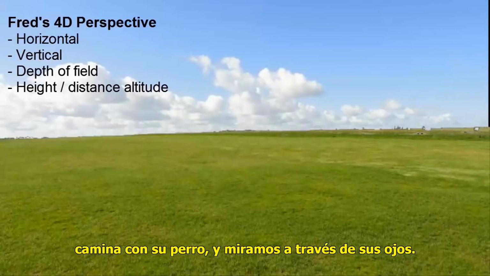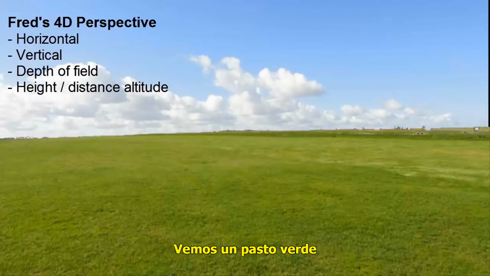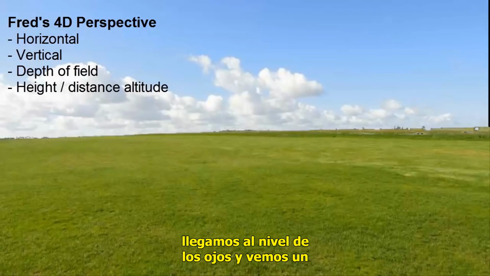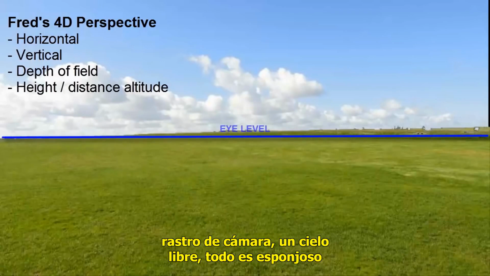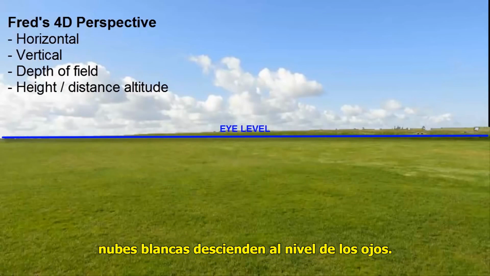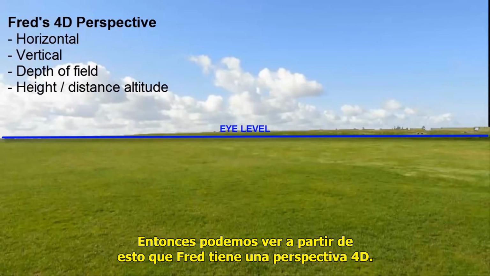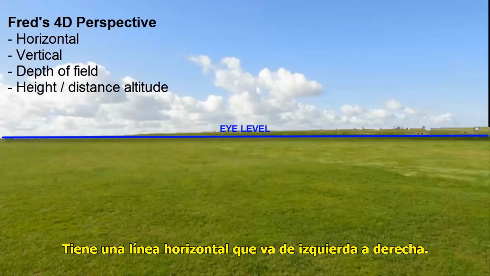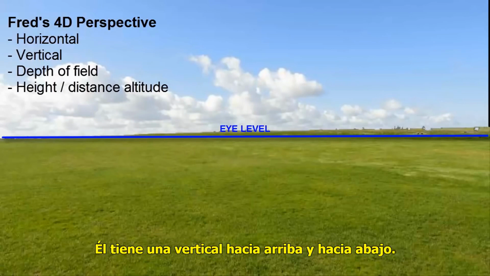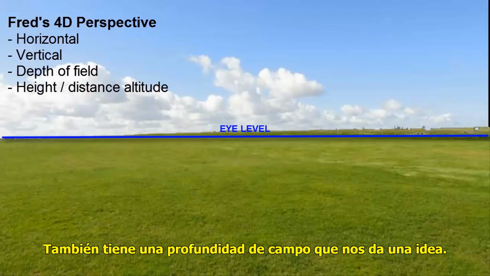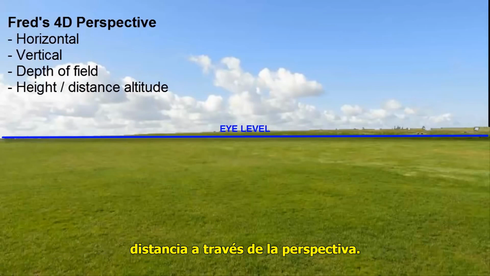So, Fred is out walking his dog, and we are looking through his eyes. We see a green pasture coming up to eye level, and we see a chemtrail-free sky of fluffy white clouds coming down to the eye level. So we can see from this that Fred has a 4D perspective. He has the horizontal going left to right. He has the vertical going up and down. He also has depth of field, giving us an idea of the distance across the vista.